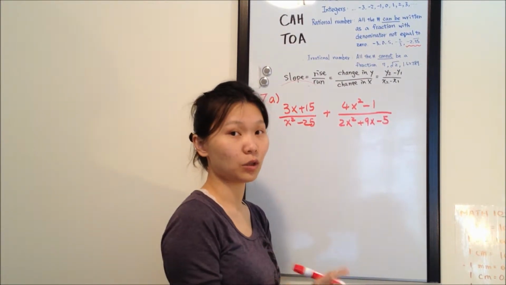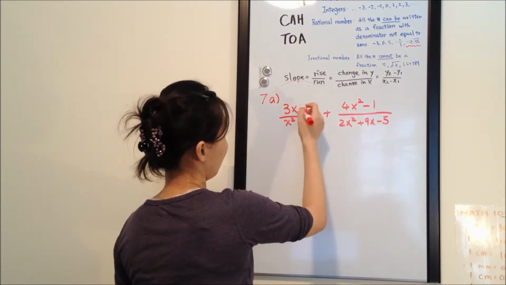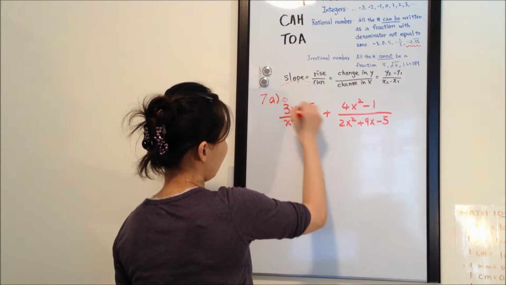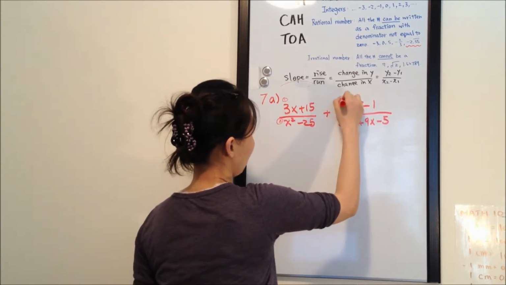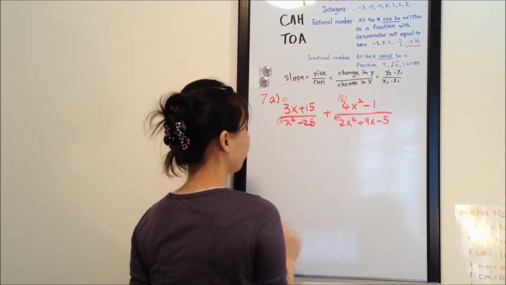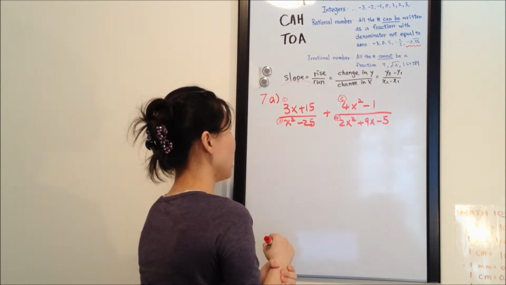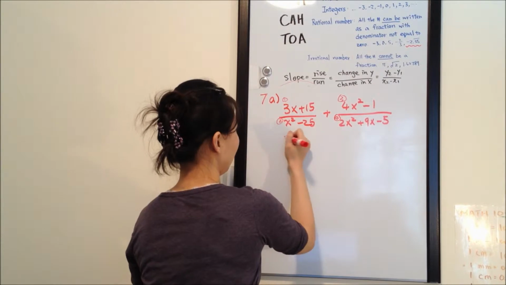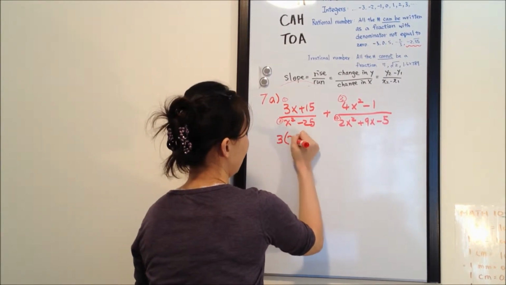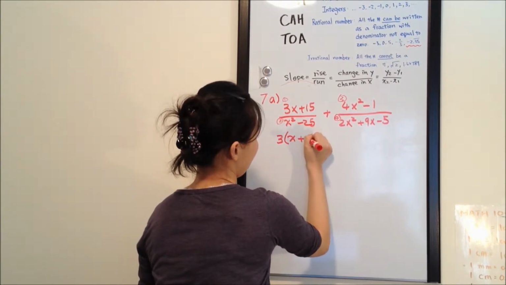So first of all, we need to simplify each one. So 1, 2, 3, 4. Okay, number 1. 3x plus 15. We factor the 3 out. So 3 out, that will be this.